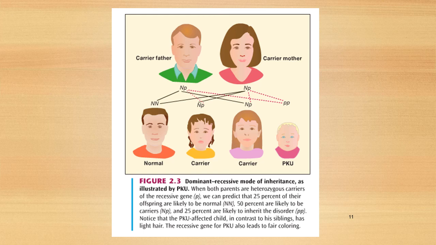So we want to look at this father and mother, and you remember you're going to have 2 sets of genes. He has a big N and a little p. That means he is a carrier. He doesn't have it, he carries it. And then you look at the mom. She has the exact same thing. She has the big N, little p.